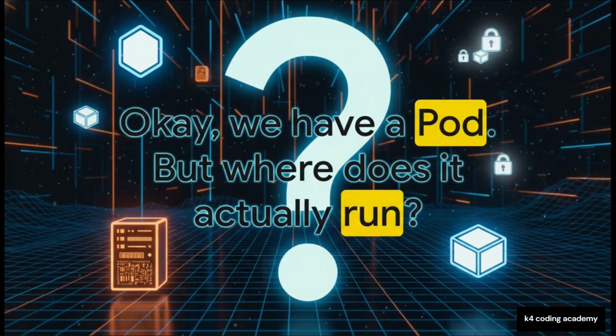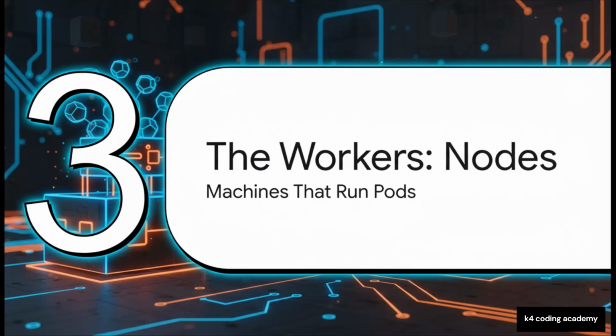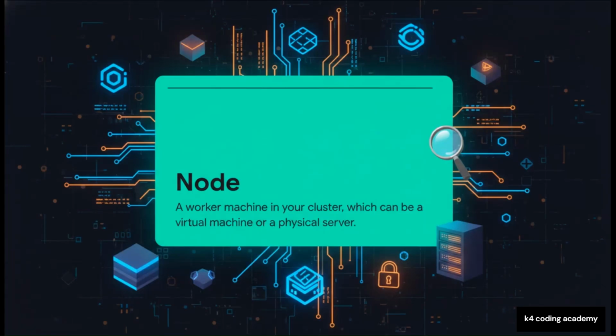Okay, cool. So we've got this little package, this pod, that's holding our app. But where does it actually run? Where does it physically live and do its work? And the answer is nodes. Pods run on nodes. You can just think of nodes as the actual computers, the real workhorses of your whole Kubernetes setup. A node is really just a server.